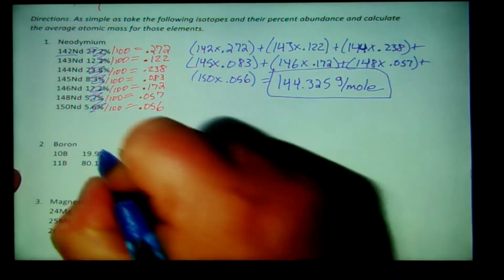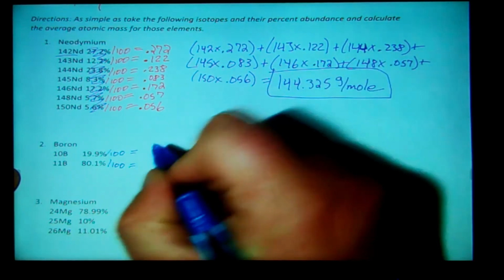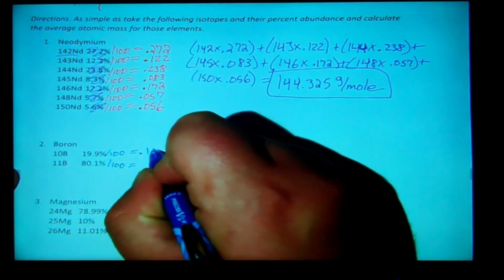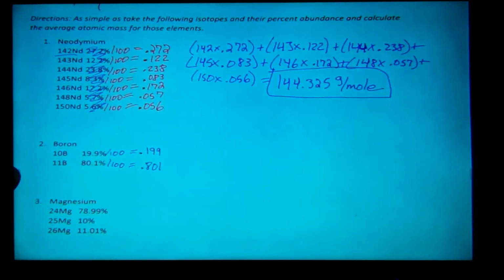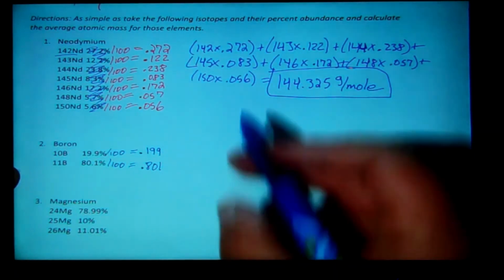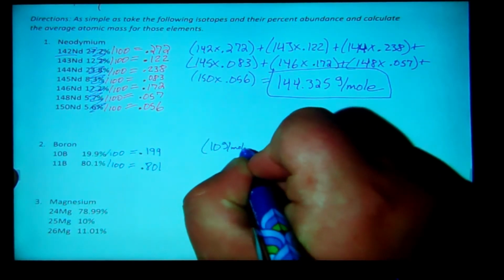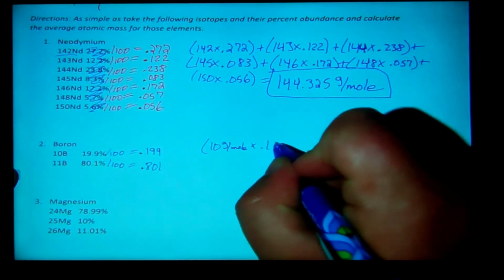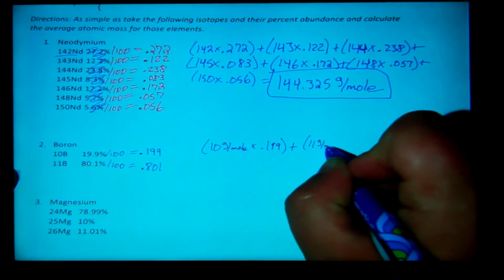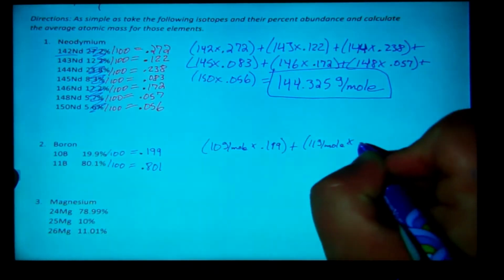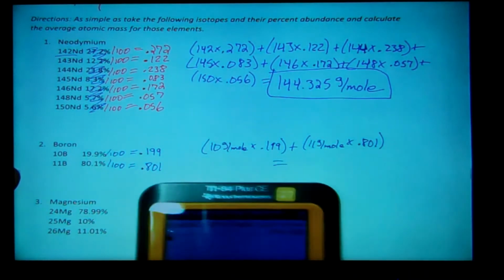So first thing we got to do is divide these percent abundances by 100, so we can get that decimal so we don't make that mistake. So 0.199 and 0.801. Now we set up our problem. I have boron 10, so 10 grams per mole times 0.199 plus 11 grams per mole times 0.801. I type this in a calculator.